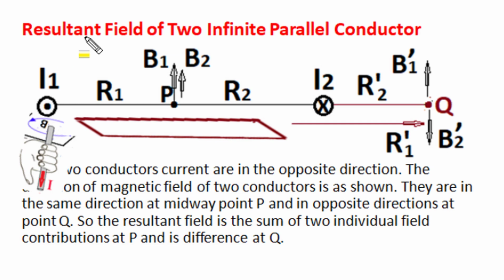Just like the previous case, we have two straight infinite parallel conductors, but we have changed the direction of the I2 current.